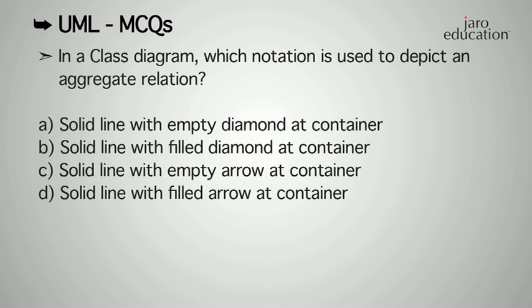Option A, solid line with empty diamond at container. Option B, solid line with filled diamond at container. Option C, solid line with empty arrow at container, and D, solid line with filled arrow at container. Which of these? The answer is a solid line with an empty diamond at the container. The difference between option A and C is that we're talking about an empty diamond and an empty arrow. An empty arrow is not to be used to depict aggregate or composition. An arrow is used to depict inheritance, not aggregate or composition.